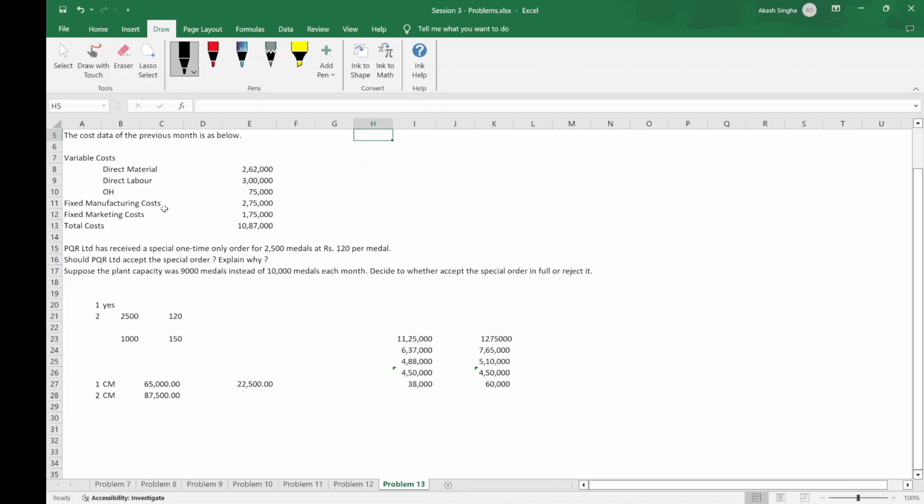Now, the cost data of the previous month is below: variable cost, direct material, direct labor, overhead, fixed manufacturing costs, fixed marketing cost, and total cost. PQ Limited has received a special one-time only order of 2500 medals at 120 per medal.